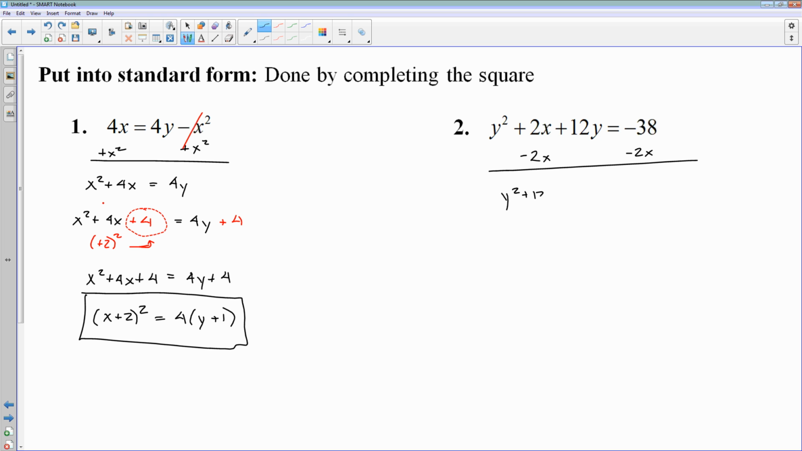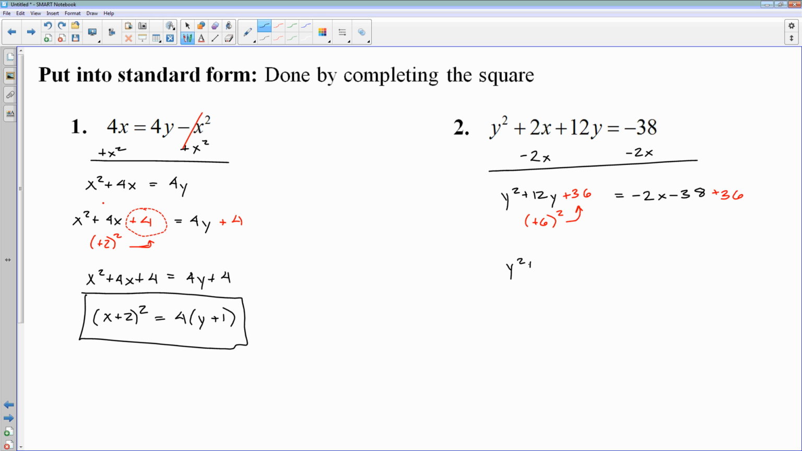So I've got y squared plus 12y. I'm going to go ahead and leave some space to complete the square. Equals negative 2x minus 38. So now I've got to complete the square. Half of 12 is 6. And I like to write that positive because half of positive 12 is positive 6. When you square that, you get positive 36. Since I added 36 to the left side, I have to add 36 to the right side.